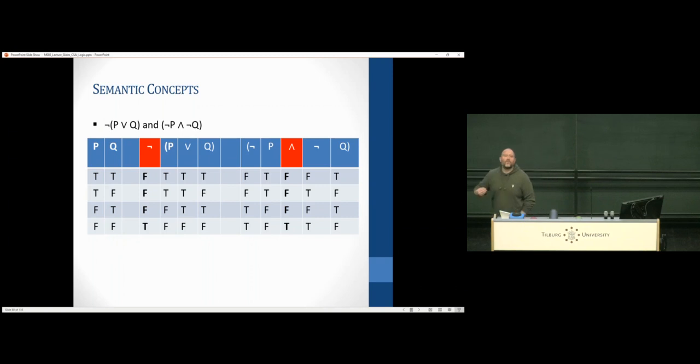This also shows you a way to use these tools to show that a sentence is not a contradiction or is not a tautology. If you can find one valuation, one row where the sentence is false, it's not a tautology. If you can find one row where the sentence is true, it is not a contradiction. And similarly, one row where they differ, they are not tautologically equivalent. So far, so good.